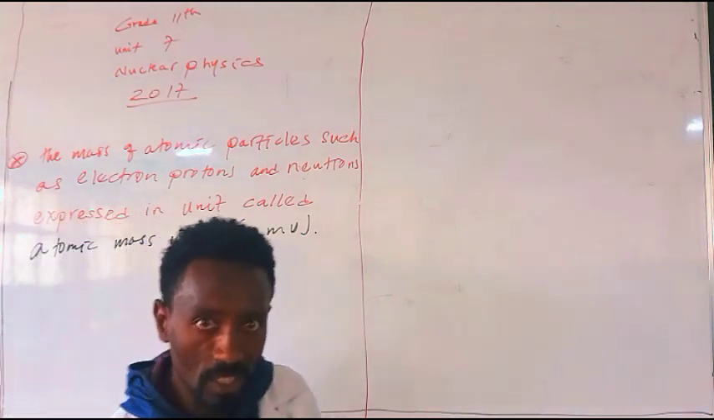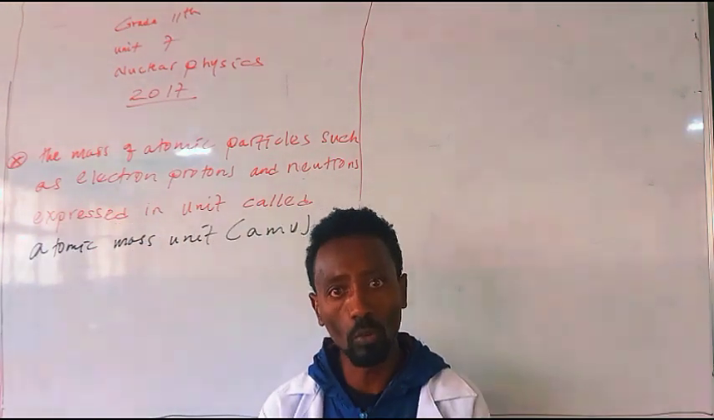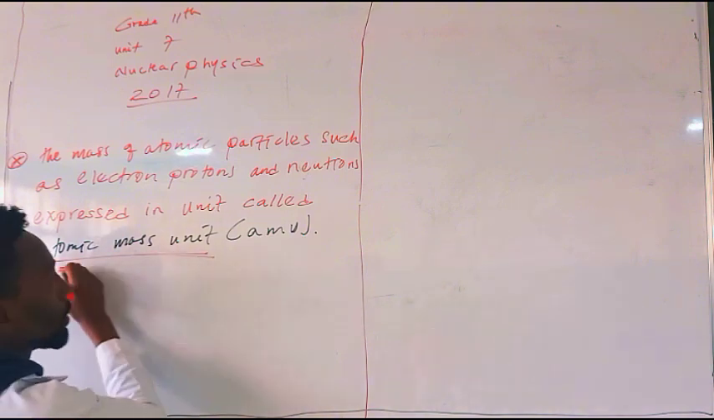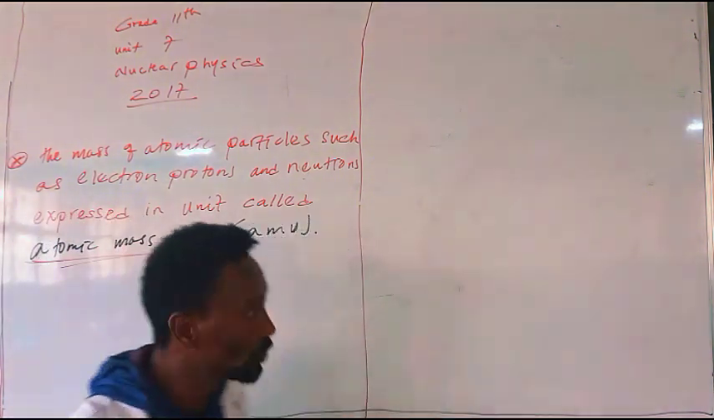Generally, in nuclear physics, the masses of atomic particles are measured by atomic mass unit, a unit called atomic mass unit.